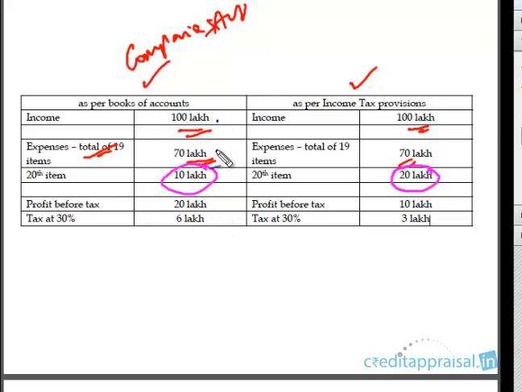So if you arrive at the profit, you will see that the profit before tax is 100 minus 70 minus 10, in this case 20. And here it's going to be 100 minus 70 minus 20, here only 10. Here we are getting a lower profit because a higher depreciation was allowed by the Income Tax Act. So consequently, tax is calculated on profit before tax. Let's assume that the tax rate is 30%.